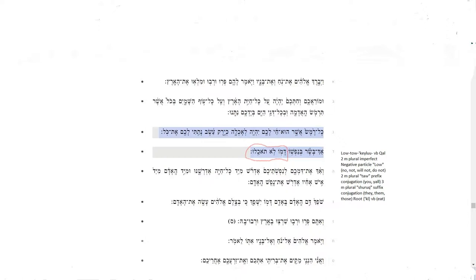Now you have the last verb being conjugated with a second masculine plural imperfect conjugation. So that will make the verb a qal, active, second masculine plural imperfect verb. And it has a negative particle, lo, negative particle. So that means you will not eat.